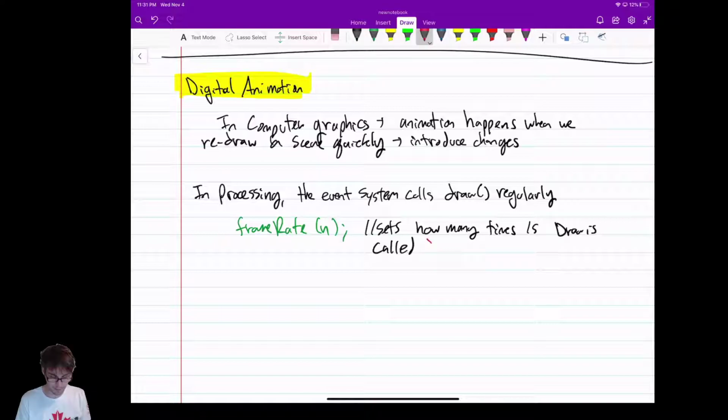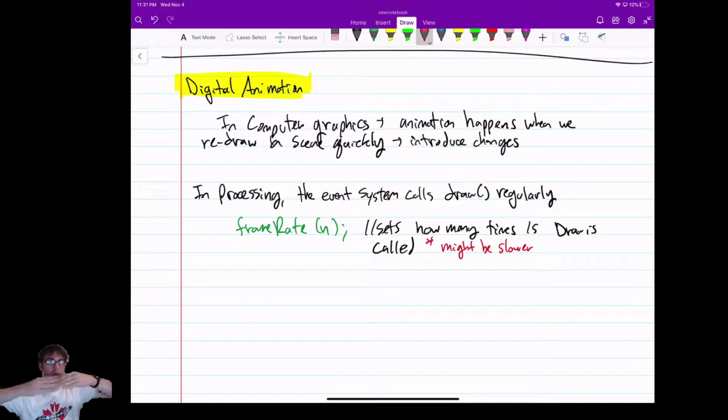And the caveat is that it might be slower, right? Remember, with an event system, if you want to call it 60 times a second, but you take longer than 1/60th of a second to draw it, it can't keep up. It'll drop the event so they don't build up, and you'll draw less than your target if you take too long. And we've done that in a previous exercise. You can see how that works.